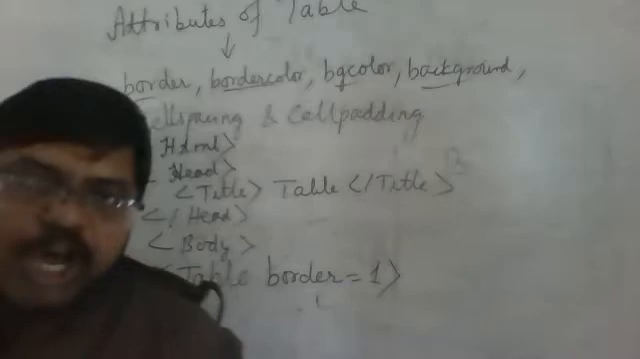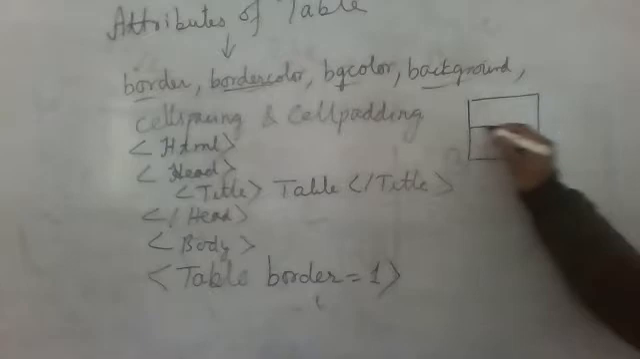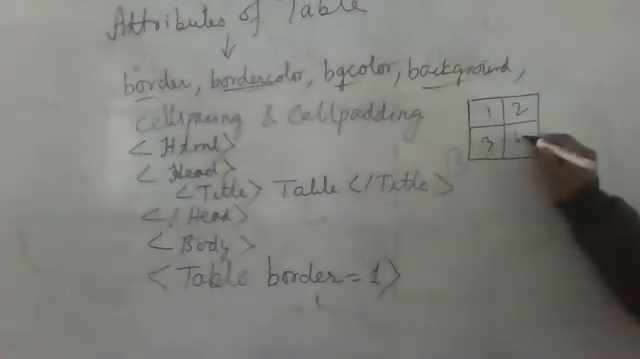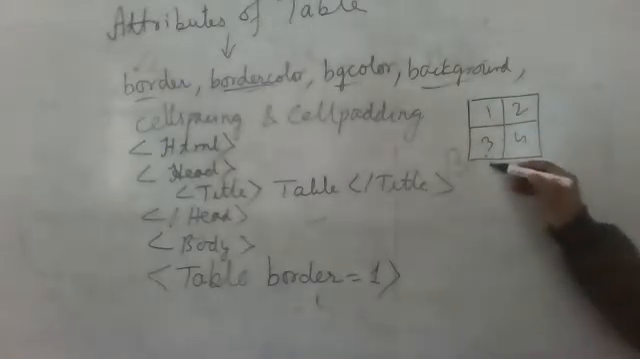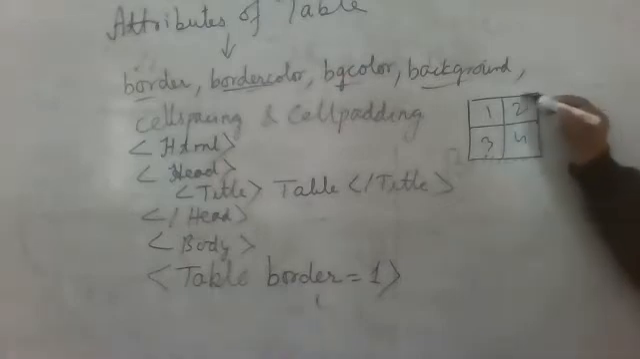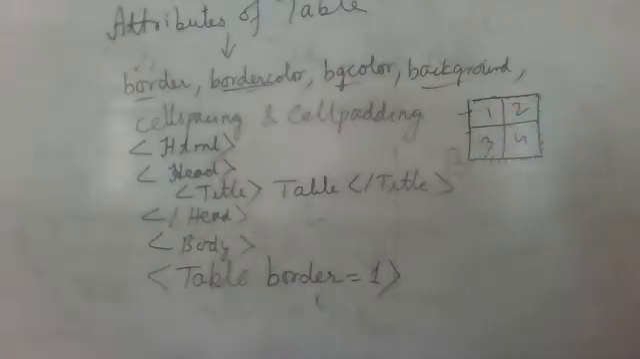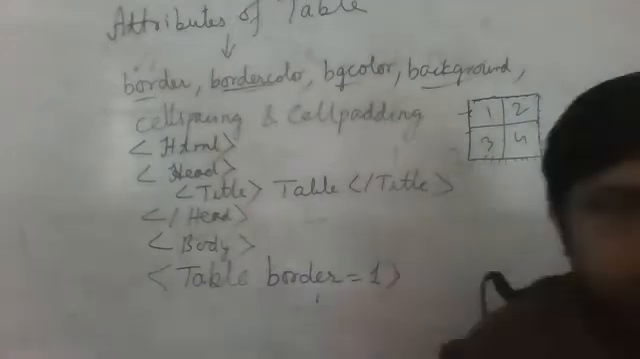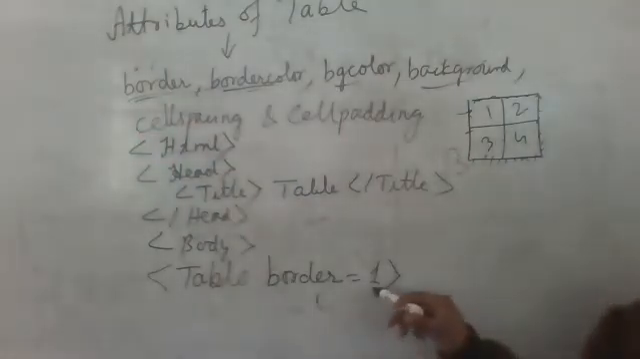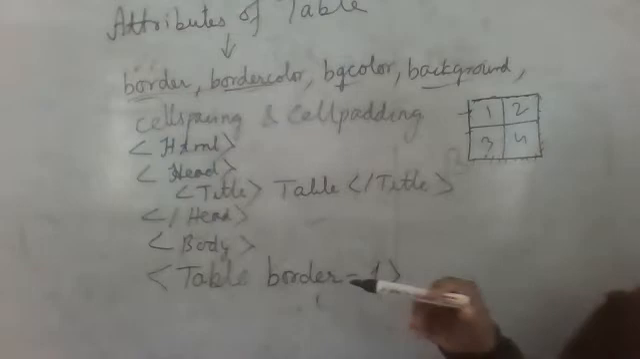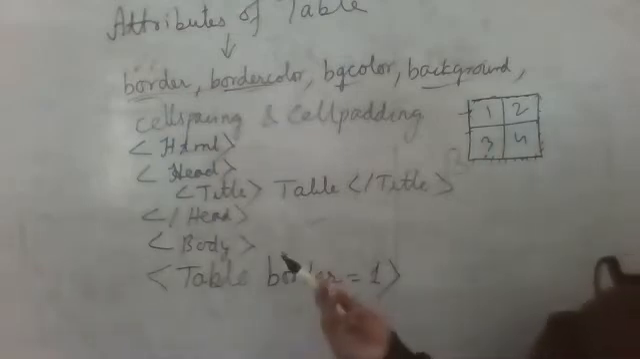Is border clear to everyone? Now, the next one is the border color. Suppose I am drawing the table, you see. This one is the border, my dear. The thickness of the border will be increased with the help of the border attribute. Yes, I am using one. If I want a flat border, then I will give a big number, and I am creating it like that.